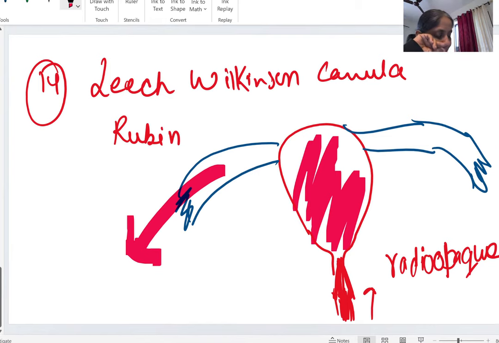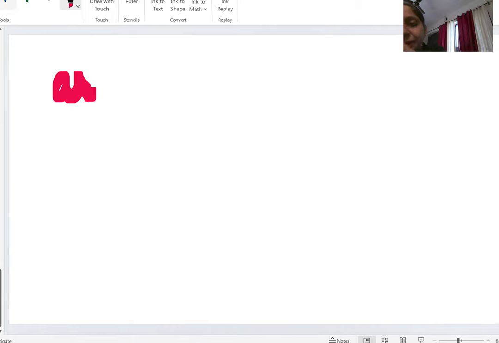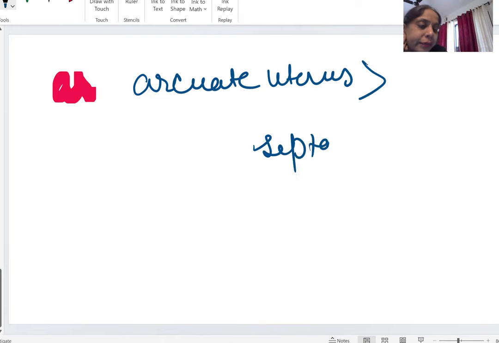The most common congenital abnormality is arcuate uterus, and in second number it is septate. Arcuate uterus is the most common, septate is second. This you have to learn only, okay? Is it clear, Dr. Sumit? Let us take another question.